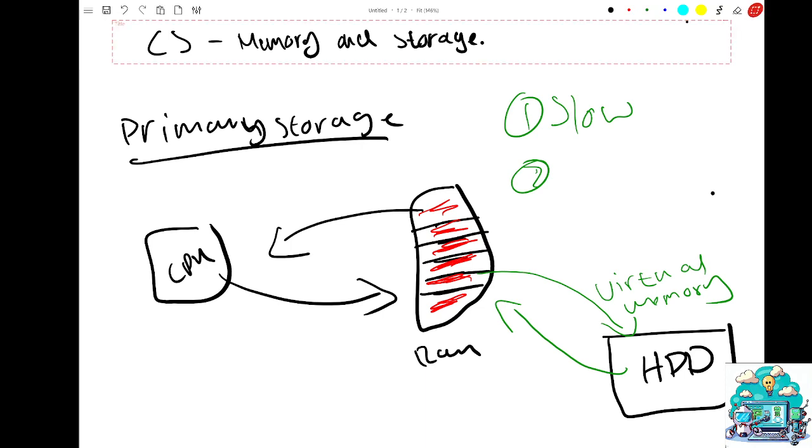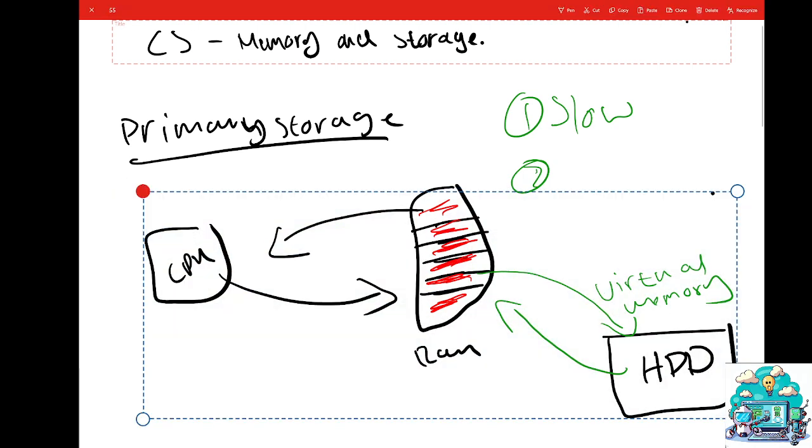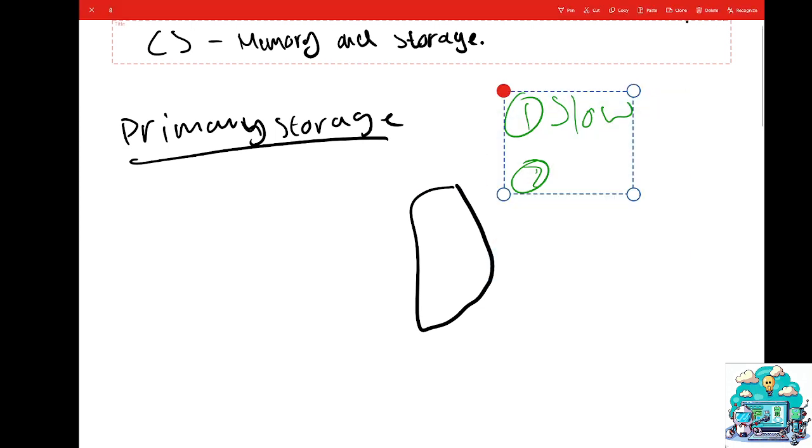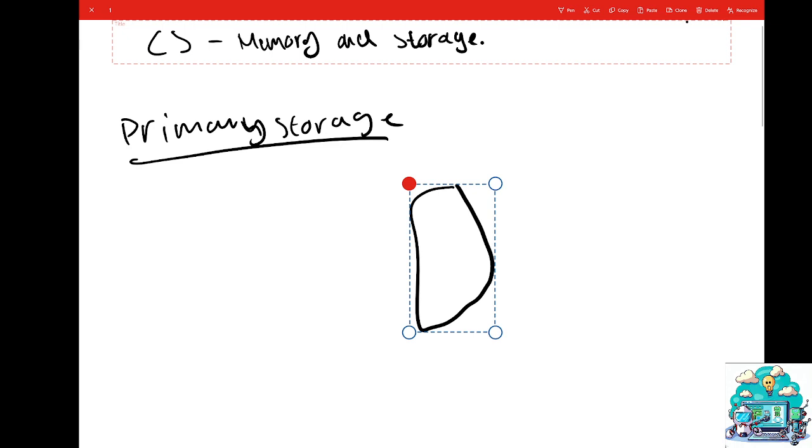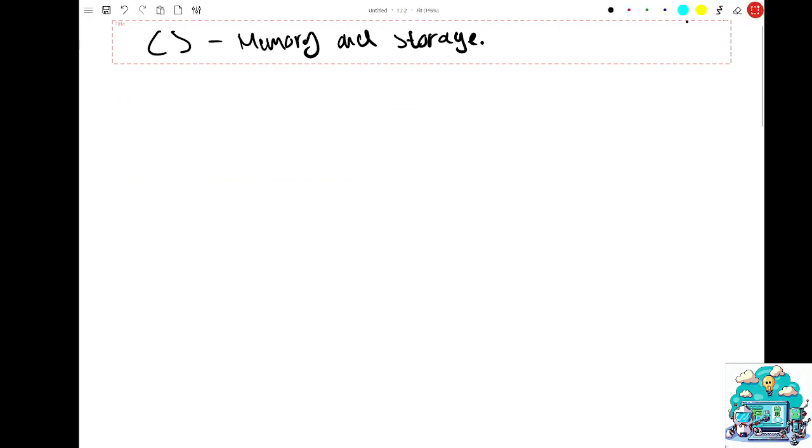Now we've covered primary storage. Let's look at secondary storage. Secondary storage is non-volatile storage, for example an SSD, which allows us to store things without needing to redo them. We can just save them.